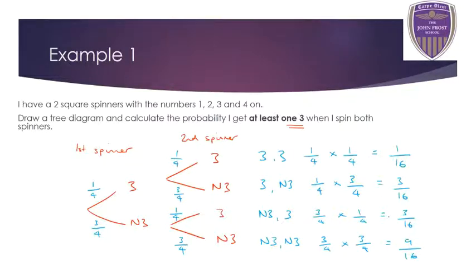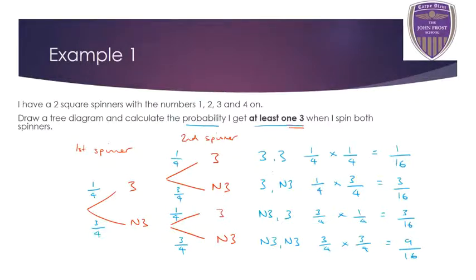And remember, we want these 4 possibilities at the end to add up to 1 because these are the only 4 things that can happen. They do add up to 1 because they add up to 16 out of 16, don't they? So that's similar to what we did last lesson. Now the one added step is to calculate the probability that I get at least one 3.